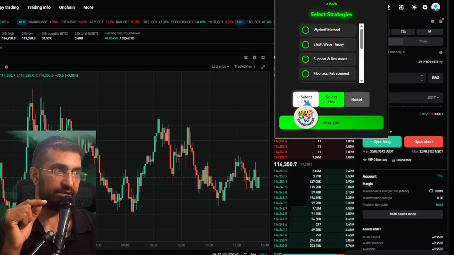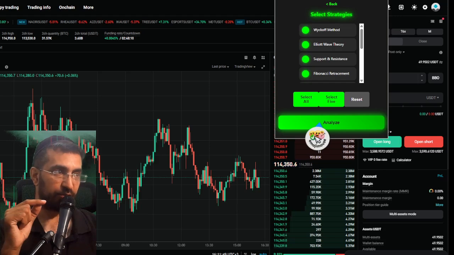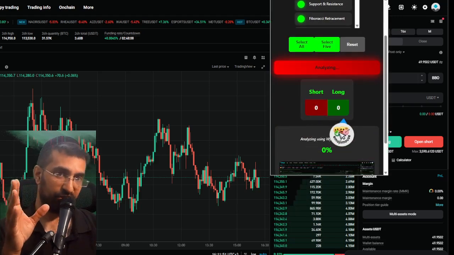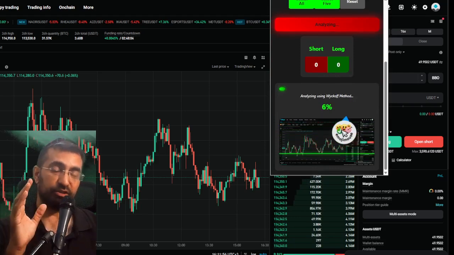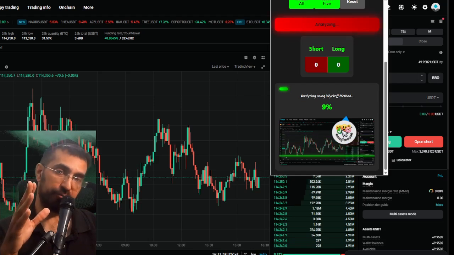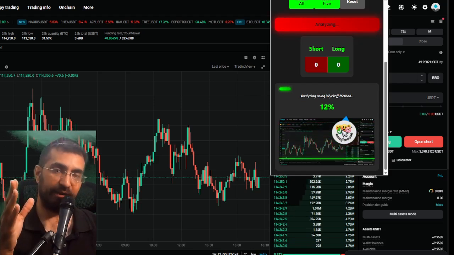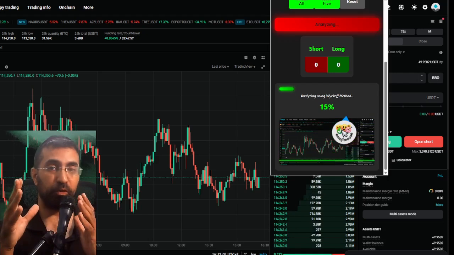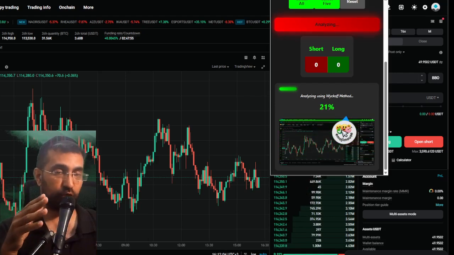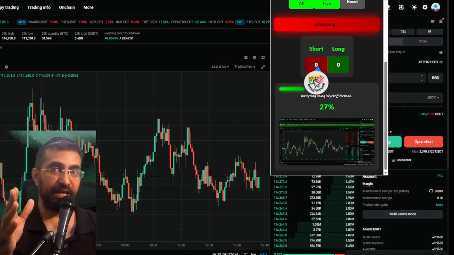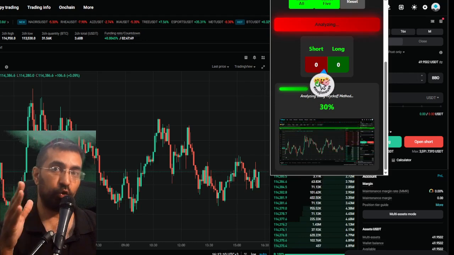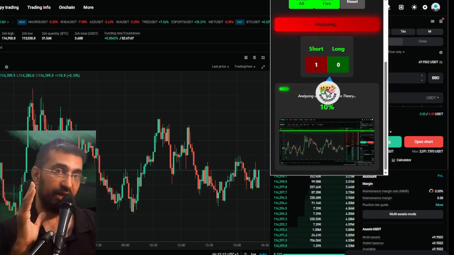So if I click select all and click analyze, what's going to happen now is that it's going to look at the graph from 10 perspectives. It's going to look at the graph from the Wyckoff perspective, from the Elliott wave perspective, and from all the perspectives, and give a score, a bit like a football game, where you give a score depending on which strategy you're looking at the graph with. This is kind of insane.